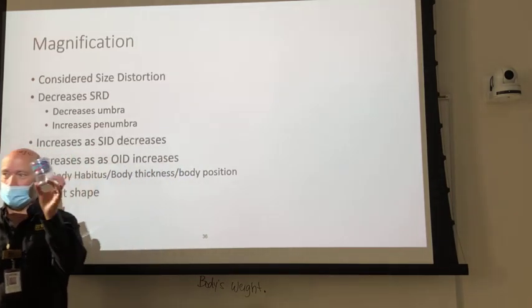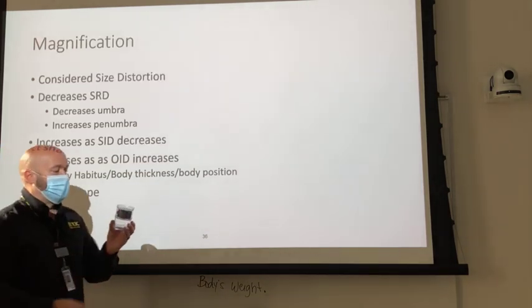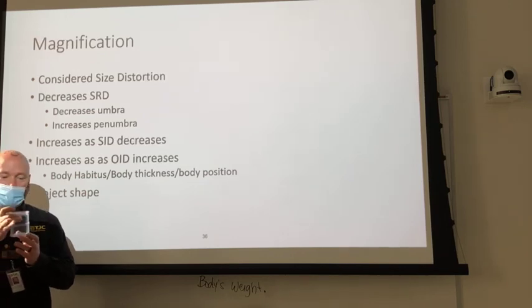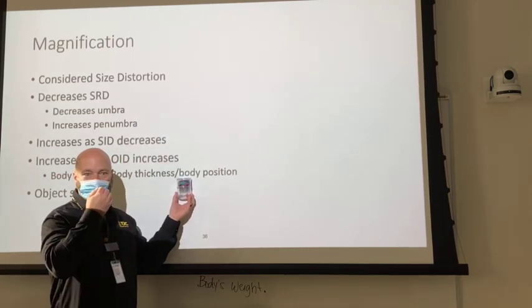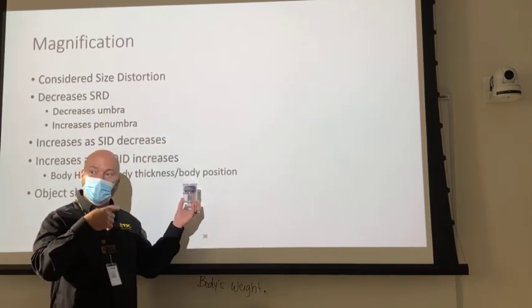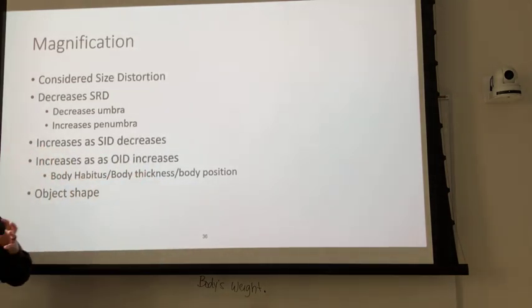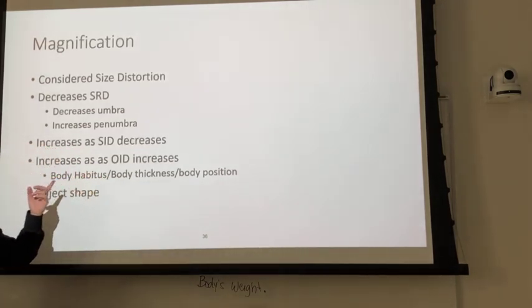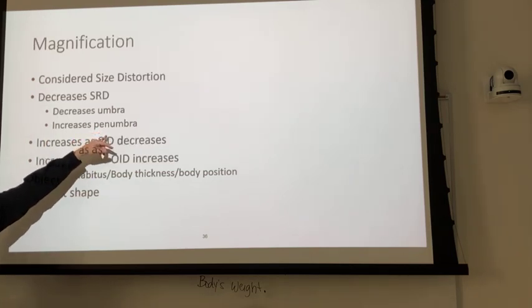So I've got this thing. How would you describe the shape of this thing? It's a cylinder, right? So what's the fattest part of the cylinder? Right in the middle of it. Is there any way for me to get the fattest part of that closest to the image receptor? The answer is no. So if you have something that's round, cylindrical in shape, or even better still, spherical in shape, you're always going to have an increase in OID. With an increase in OID, you're going to have an increase in magnification, which is going to give you an increase in penumbra.